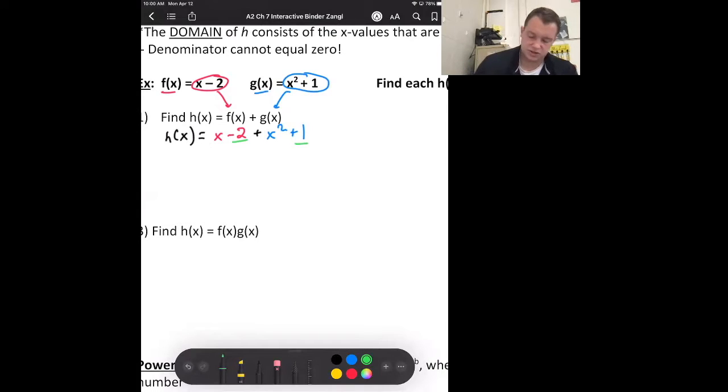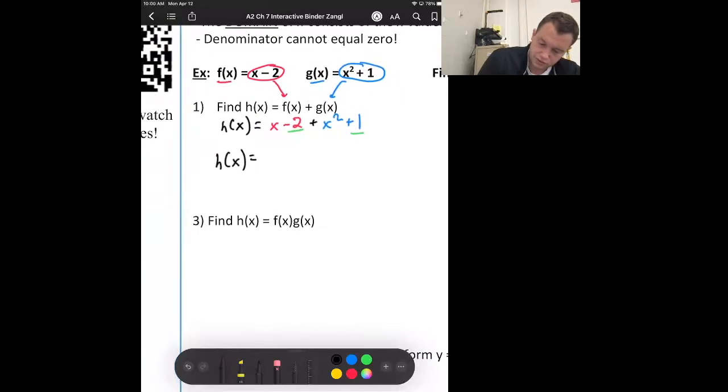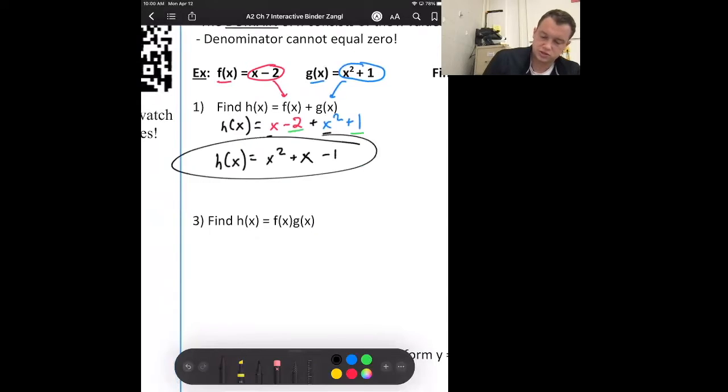Then I'm going to write this in standard form, so I want my highest exponent first. My x squared would go first. That's my highest exponent, and it's positive. Then I have my x, which is also positive, so plus x. And then finally, negative 2 plus 1 would get me negative 1. So this would be my final answer here for h of x. All I did was add my f of x and my g of x. But now we're going to talk about subtraction.